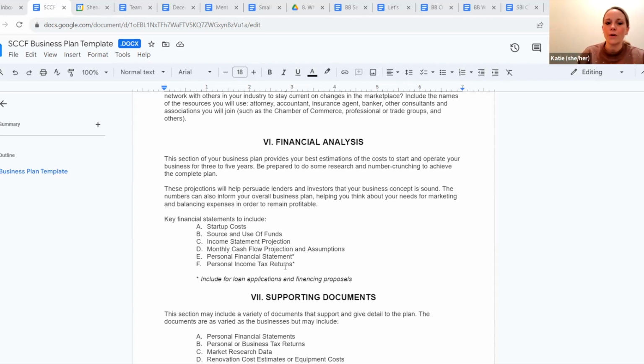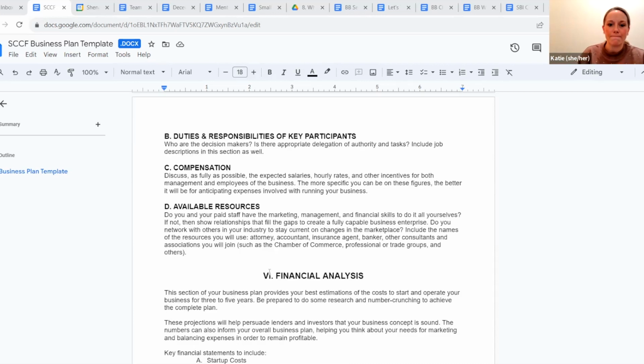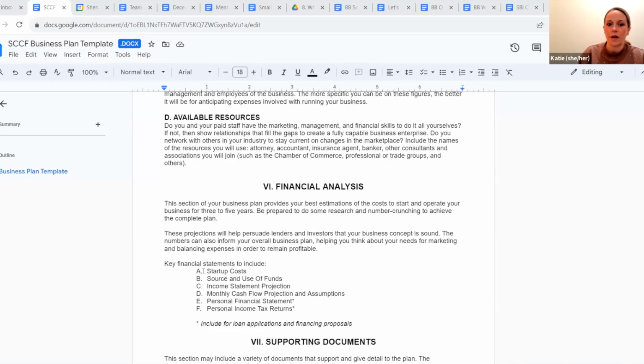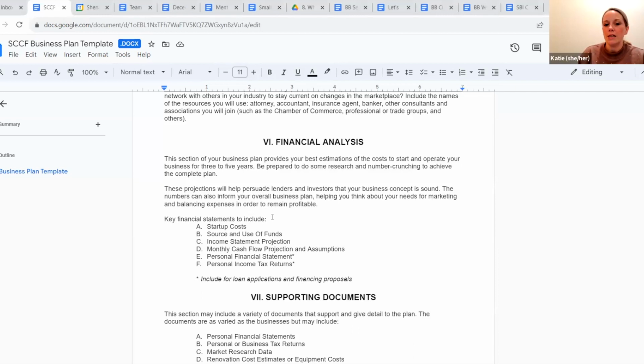So the first one is startup costs. How much do you need to open your business? Whether that's, I need money for a lease and I need these employees and I need this much inventory, or whether it's, I could open tomorrow because I just need a computer and internet connection and some marketing. So think about how much you need, and list this here.